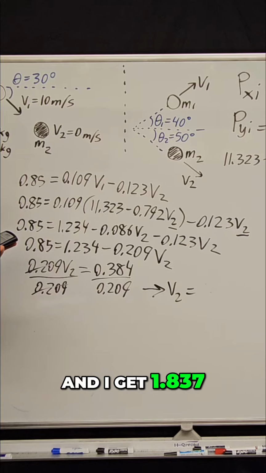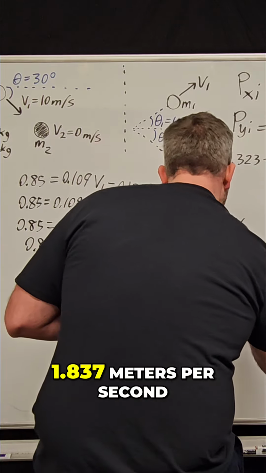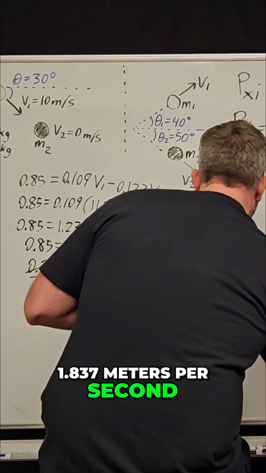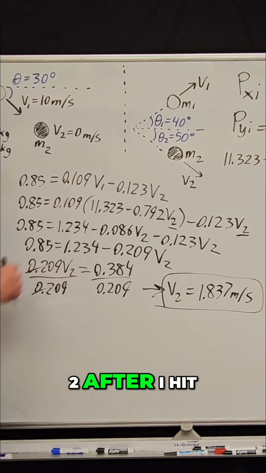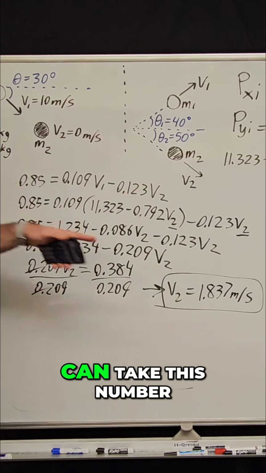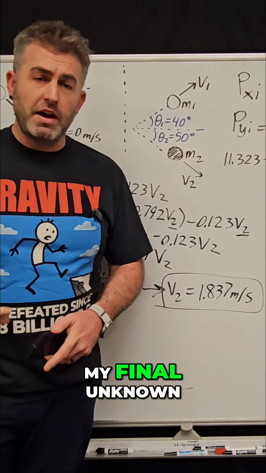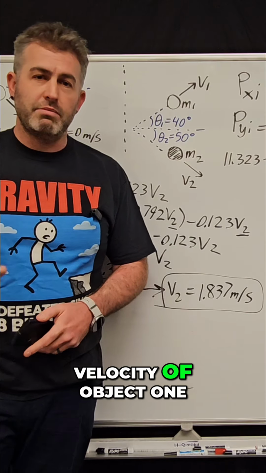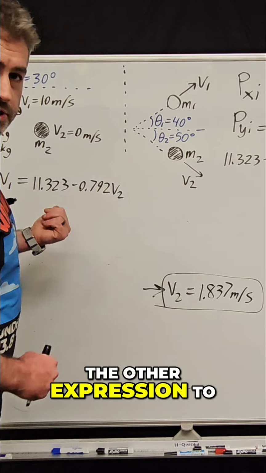And I get 1.837. 1.837 meters per second. That is the velocity of ball 2 after I hit it with the cue ball, ball 1. So now I can take this number, plug it into this equation, and solve for my final unknown, which is the velocity of object 1. All right, so let's plug this velocity into the other expression to get V1.